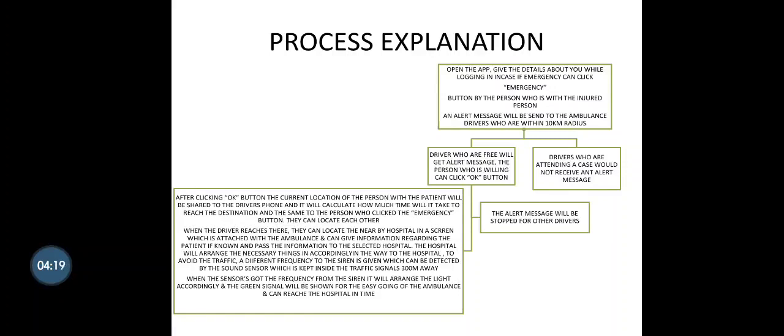To avoid the traffic, a different frequency to the siren is given, which can be detected by the sound sensor, which is kept inside the traffic signals 300 meters away. When the sensors get the frequency from the siren, it will arrange the light accordingly, and the green signal will be shown for the easy going of the ambulance to reach the hospital in time. The alert message will be stopped for other drivers.